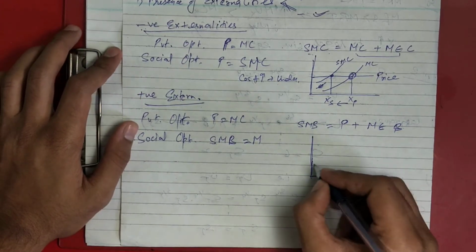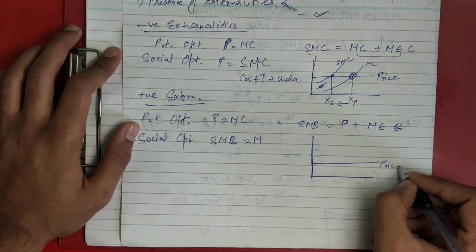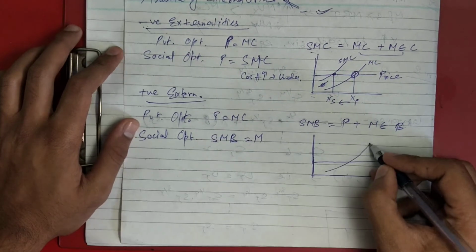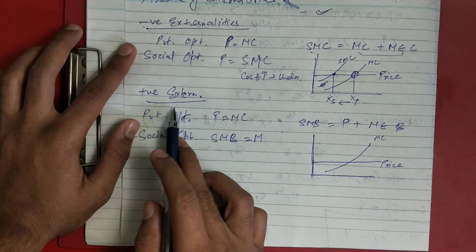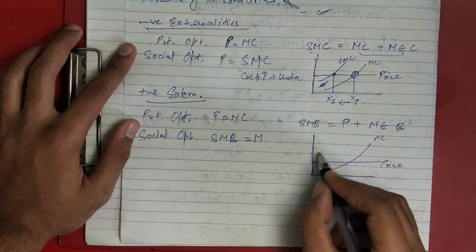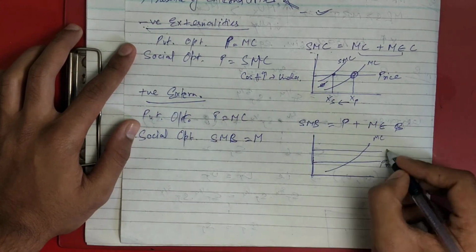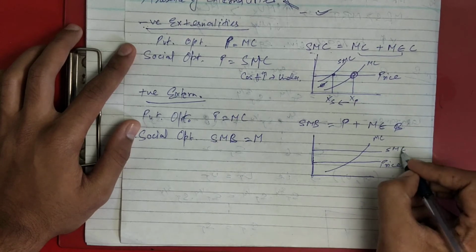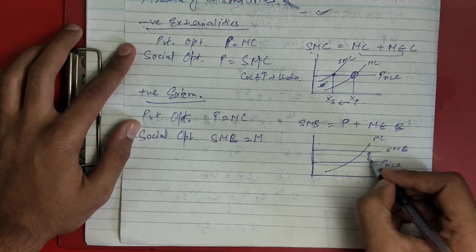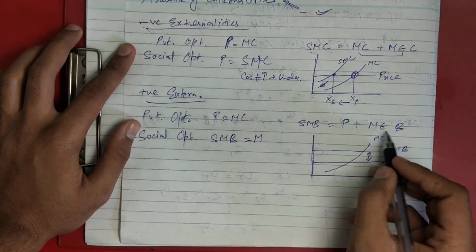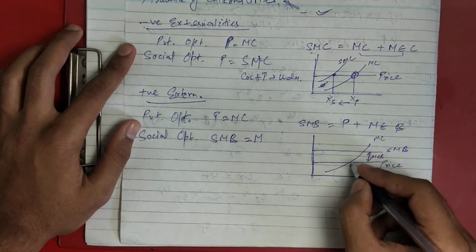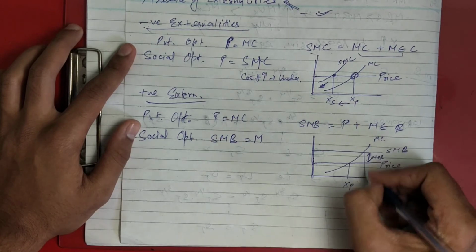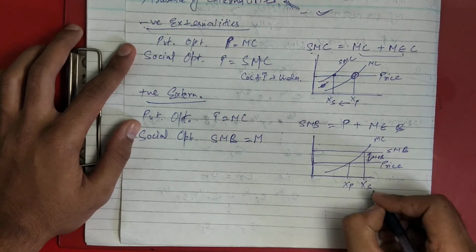And if I show it through the diagram, this is the price, okay, and marginal cost remains the same. This is your MC. What has the positive externality done? It has increased the price. So your new price is this SMB, which you call, and this difference is MEB, marginal external benefit. So earlier you were producing XP, this much, now you are producing XS. This is the social one.